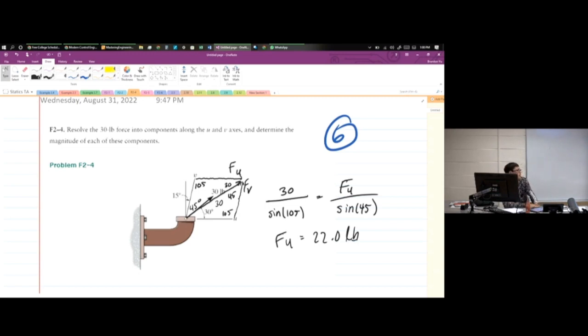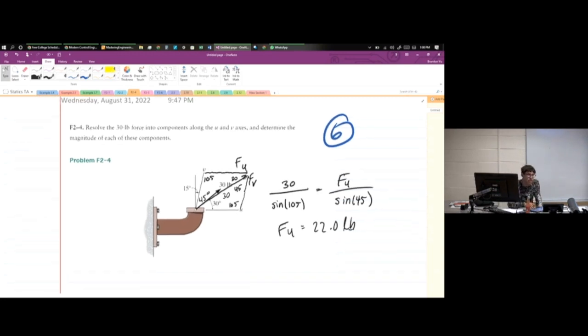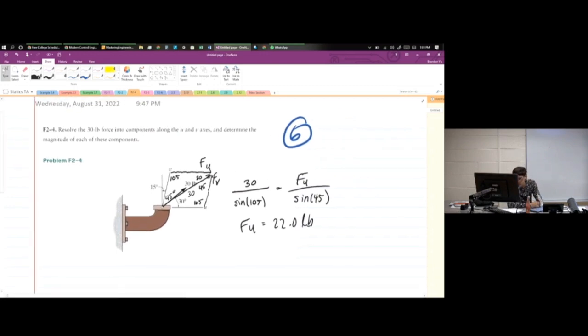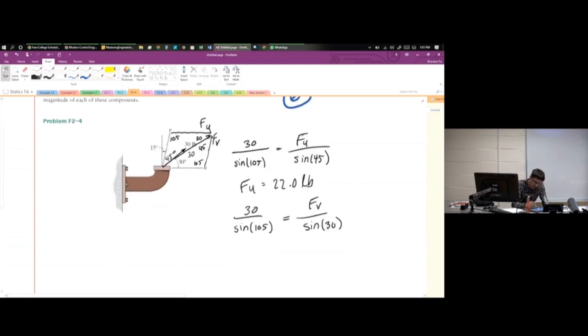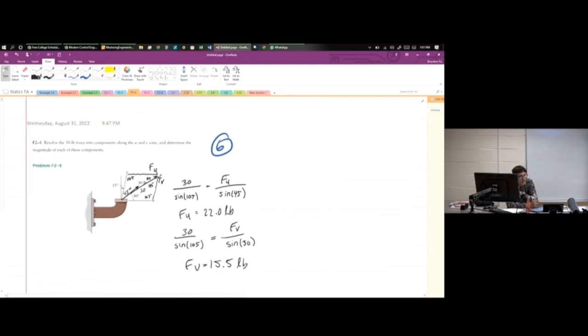Can anybody tell me? So you use law of sines. If we start with that 30 over sine 105, what are we going to have on the other side? We're going to have FV over sine 30. And that's going to mean that FV equals 15.5, and our units are pounds. And that's this problem. Do you have any questions on this one?